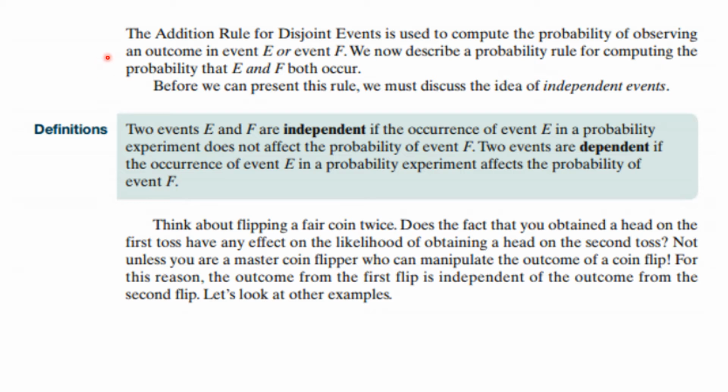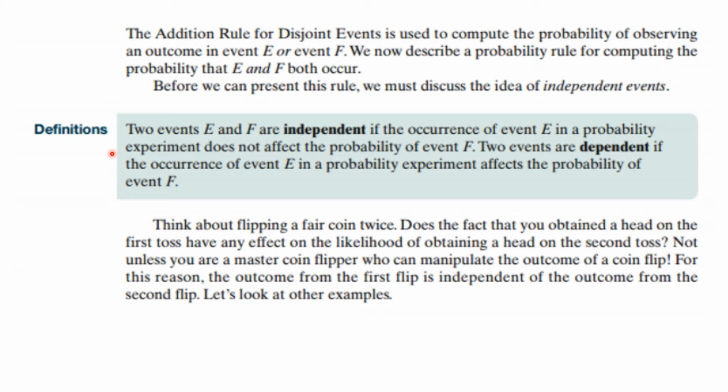The addition rule for disjoint events is used to compute the probability of observing an outcome in event E or event F. We now move on to describe a probability rule for computing the probability that E and F both occur. Before we can present this rule, we must discuss the idea of independent events. This is the definition. Two events, E and F, are independent if the occurrence of event E in a probability experiment does not affect the probability of event F.